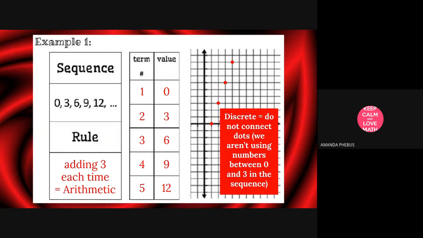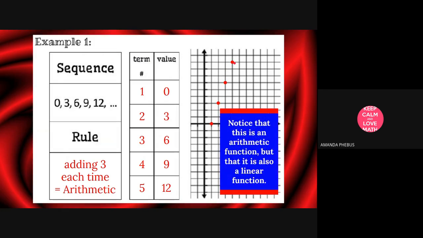But if you notice, this is arithmetic and we're adding 3 each time. If I was to connect these with a straight line, that would be linear, and the slope would be up 3, right 1, up 3, right 1, up 3, right 1. So it would have a slope of positive 3. So this is an arithmetic function, and all arithmetic functions can be represented by linear functions. And so that's going to get into what kind of equation we're going to write later.